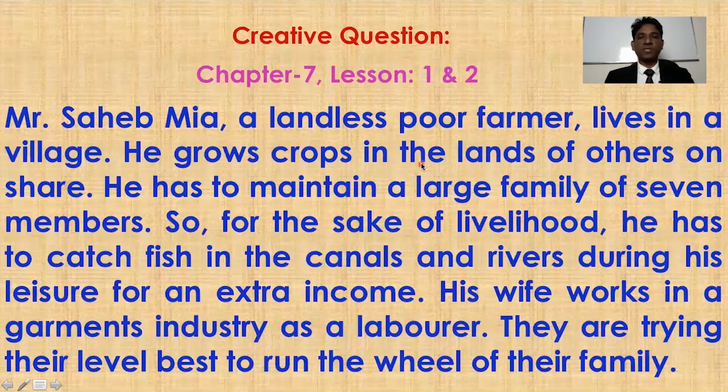He grows crops in the lands of others on share. He has to maintain a large family of 7 members. So, for the sake of livelihood, he has to catch fish in the canals and rivers during his leisure for an extra income. His wife works in a garments industry as a laborer. They are trying their level best to run the wheel of their family.